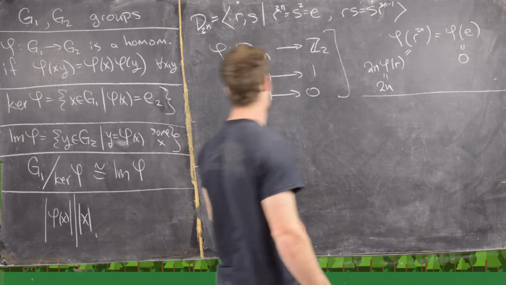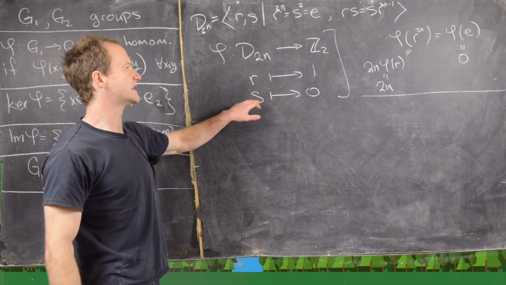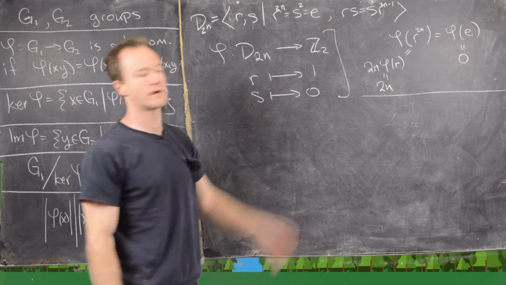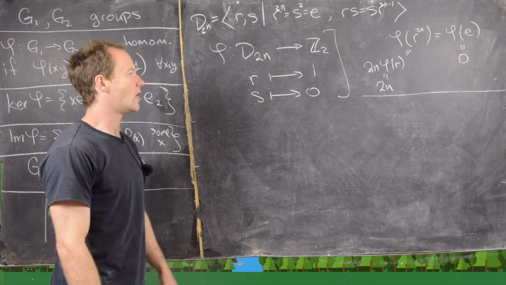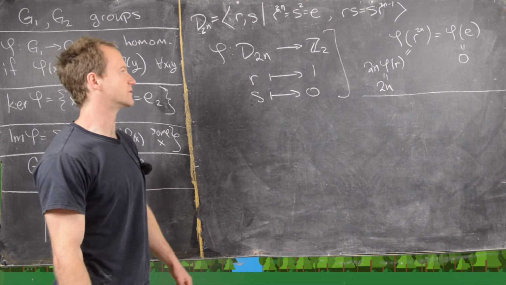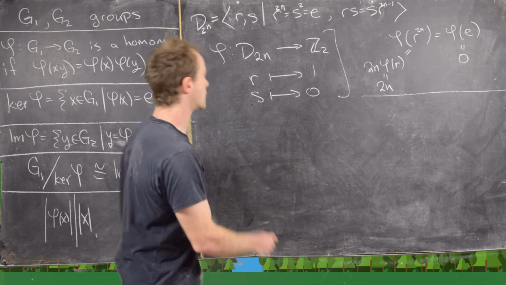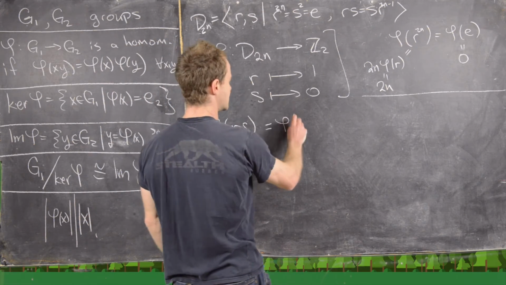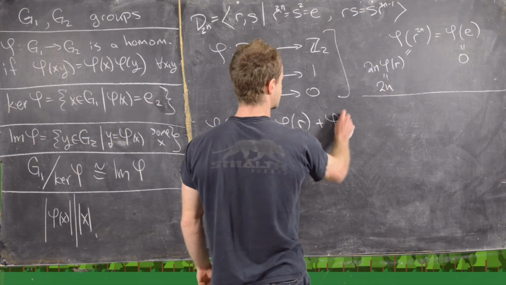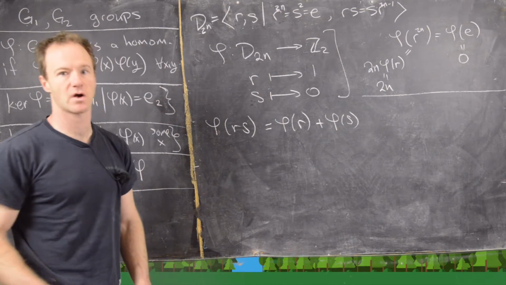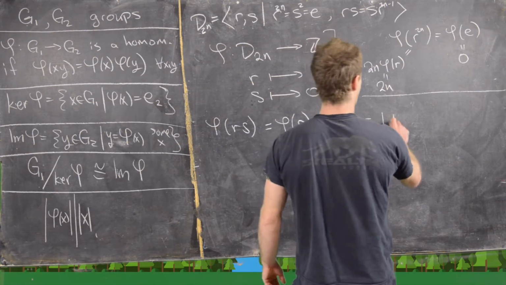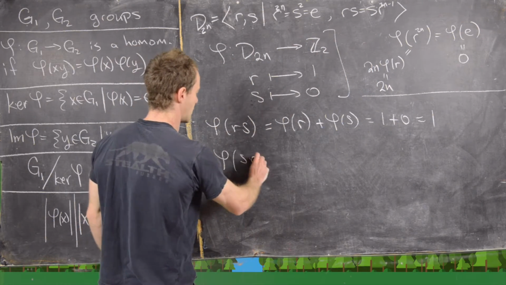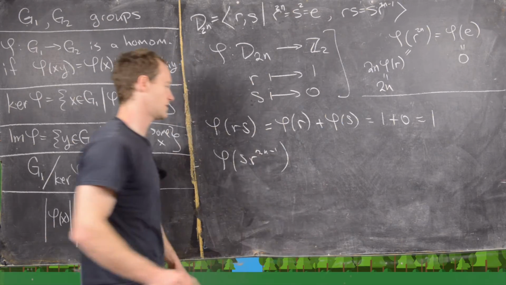Okay, good. Now, let's see what happens to phi of s. So I won't even check this because s squared is equal to the identity, but it's already being sent to the identity. And so all we need to do here is like 0 plus 0 is equal to 0. So now let's check this rule over here. So let's do phi of rs. So if this is a homomorphism, then that should be phi of r plus phi of s. Okay? But now notice that's equal to 1 plus 0, which is 1. But now let's do phi of sr to the 2n minus 1.